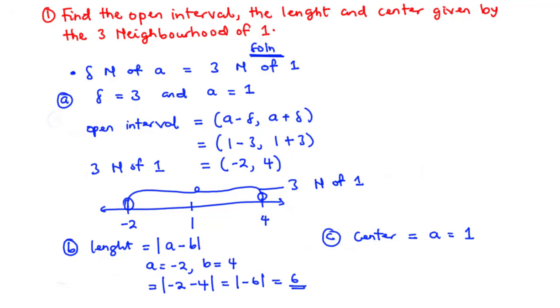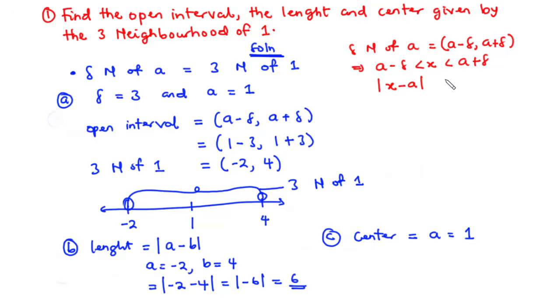So mathematically, the delta neighborhood of A, which is given by the open interval A minus delta, A plus delta, can as well be represented as A minus delta less than X less than A plus delta, which defines the set of all points X such that the absolute value of X minus A is less than delta, where A is a member of R and delta is greater than 0.